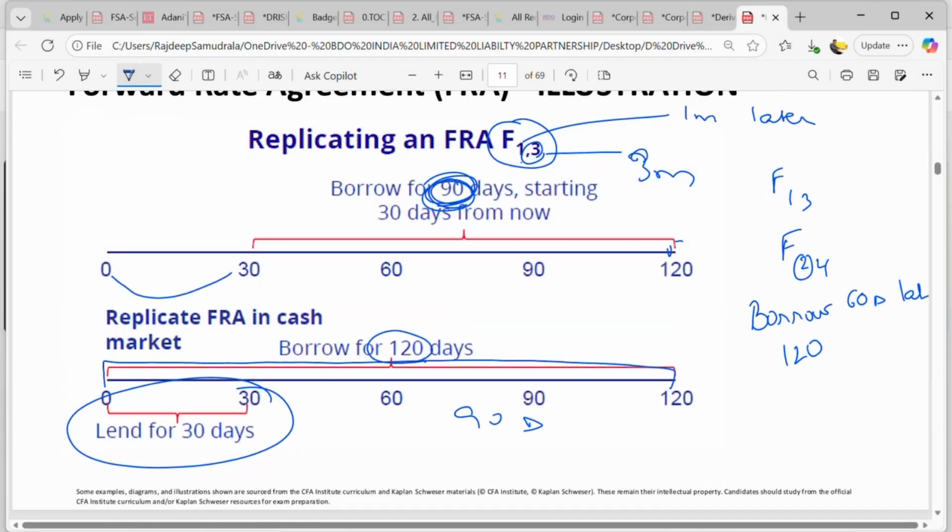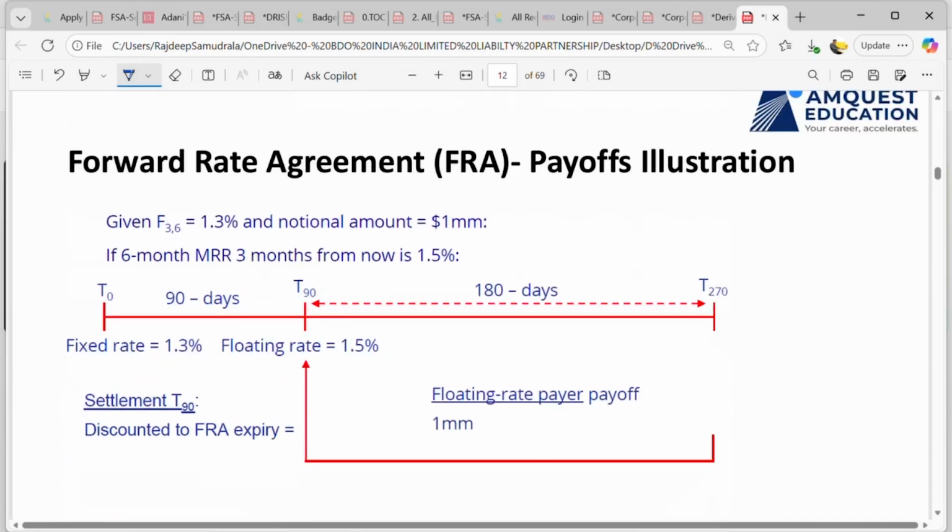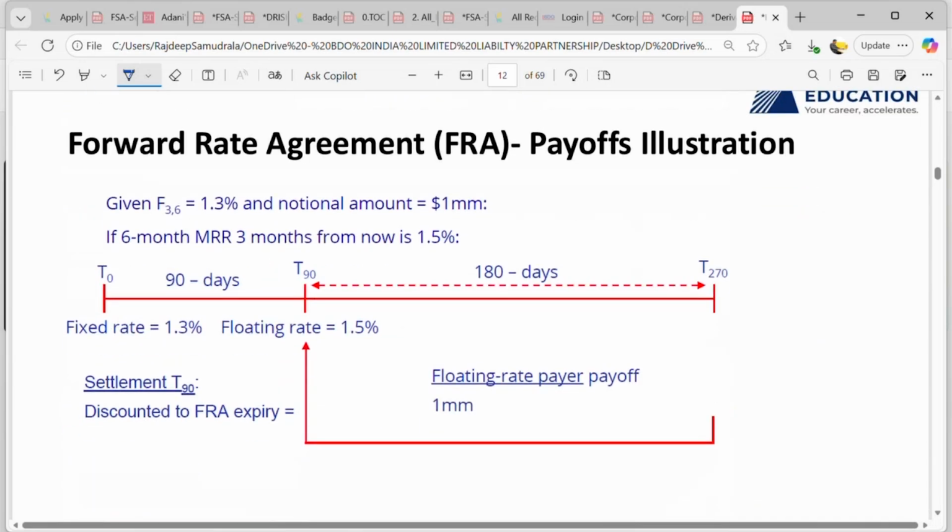Clear? Why do we do it? Because it's a forward rate agreement. It's an agreement where you have to deal in the forward duration. Okay. And this, what I just taught you, will help you to also compute the valuation easier. Example, look here. First, tell me F36. What does it mean? Answer. F36. Lend for 3 months, borrow for next 6 months.